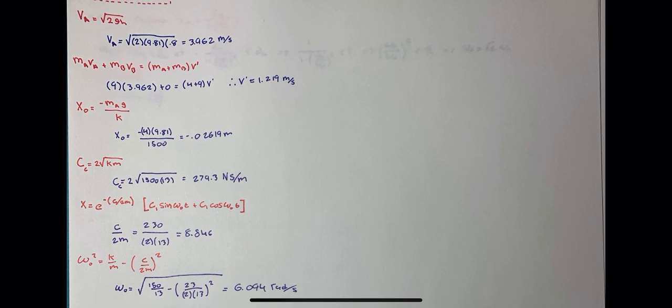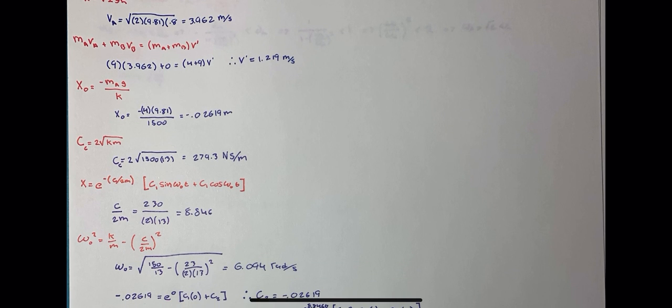So first of all, we know that VA is equal to the square root of 2gh. We can plug in our knowns there. So VA is 3.962 meters per second, and we know that MA times VA plus MB times VB is equal to MA plus MB times V prime. Using that, we can solve for V prime. V prime is 1.219 meters per second.